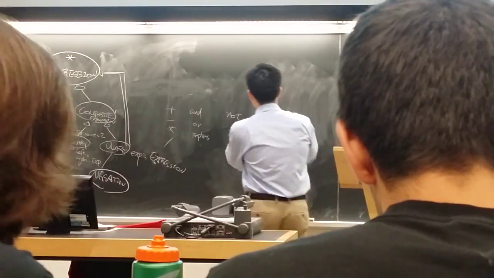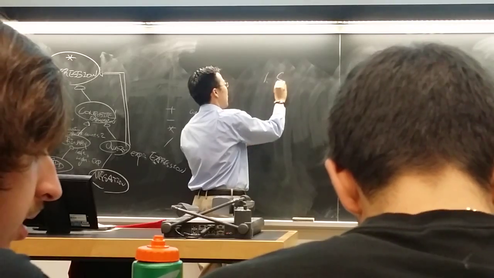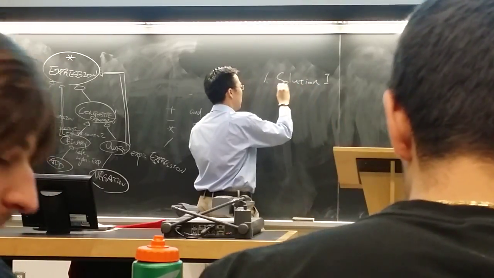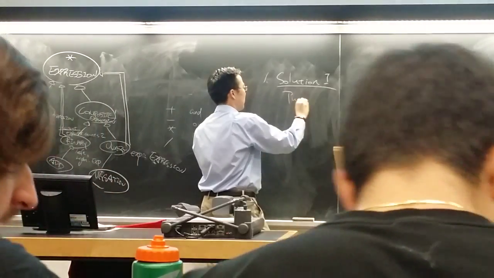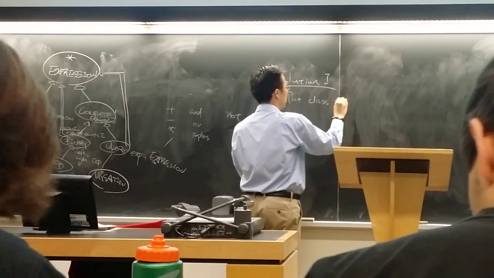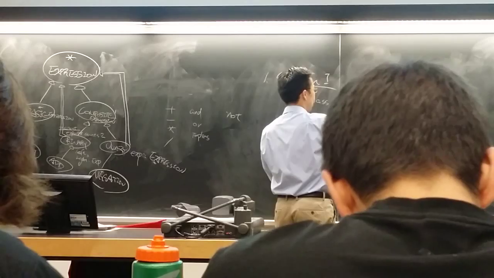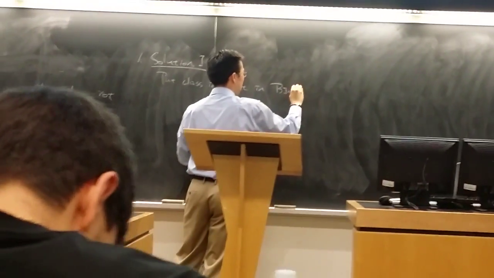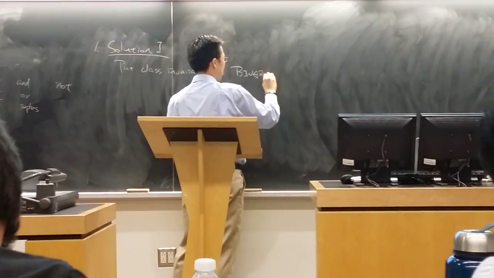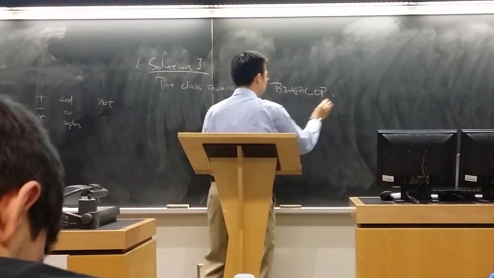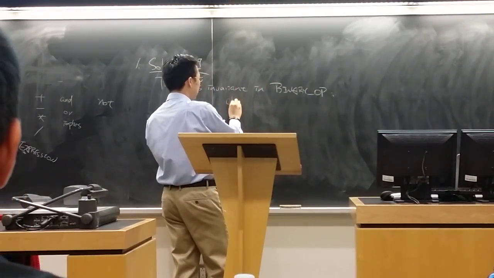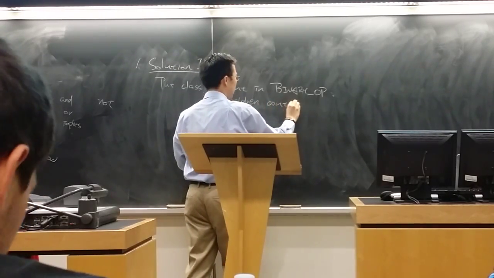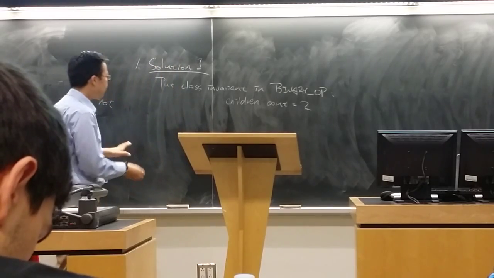So now, solution 1. So you can put 1 plus invariant in binary operation there. So you can say something like the children count equals 2. That's solution number 1.